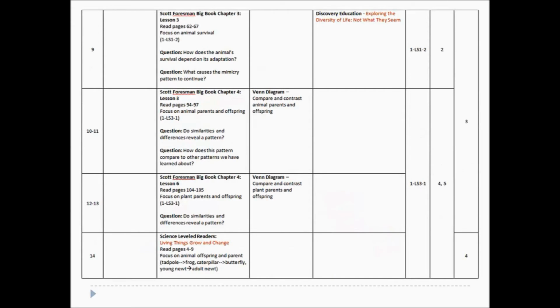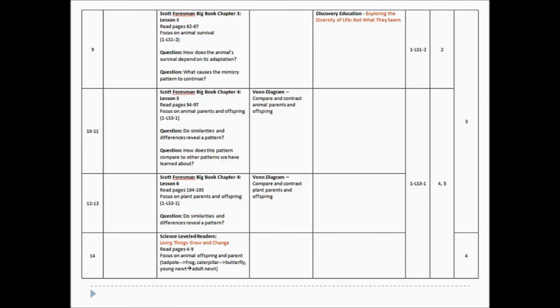Lesson 9 focuses on how an animal's adaptation helps it survive in its habitat. This lesson includes two resources to help students focus on survival. Pages 62 through 67 review adaptations and introduce the term camouflage. The video, Exploring the Diversity of Life: Not What They Seem, further explores how camouflage and mimicry are used by organisms to survive in a habitat.